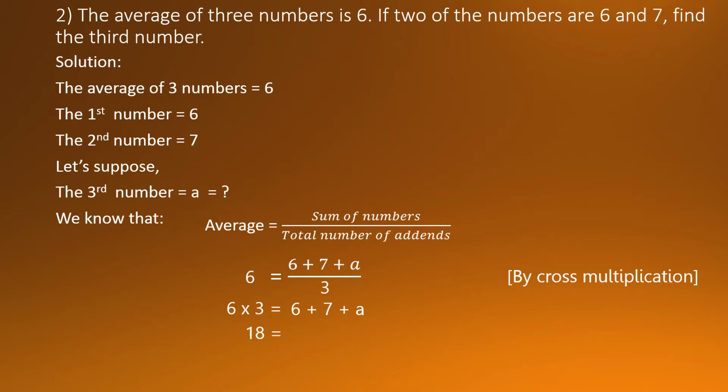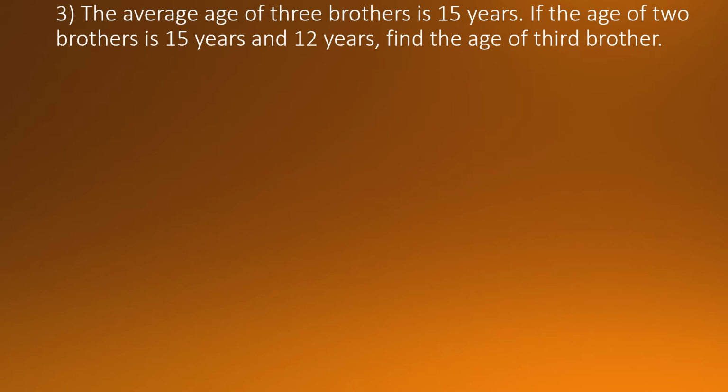Then write the is equal to sign as it is. Then add 6 plus 7 is equal to 13. Then write plus a as it is. But we want to find the value of a. So a is equal to 18 minus 13, which is equal to 5. So the third number is equal to 5. Let us solve one more question.